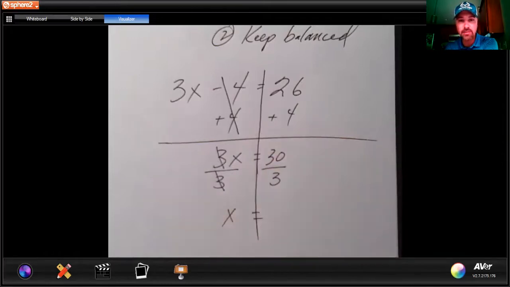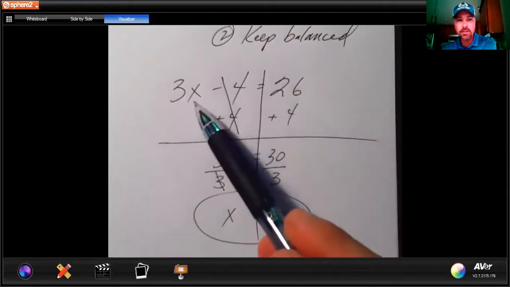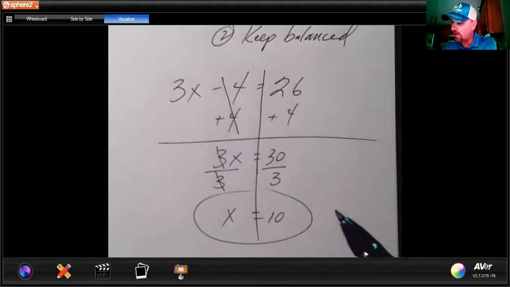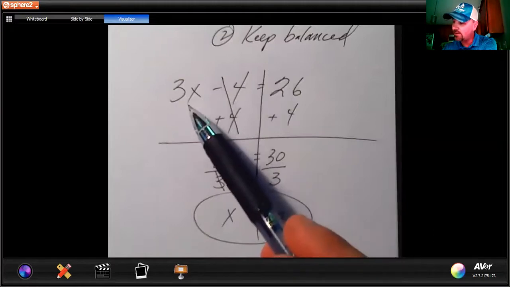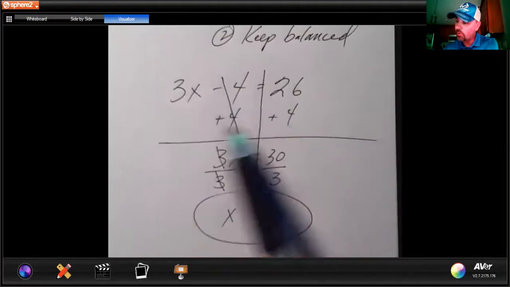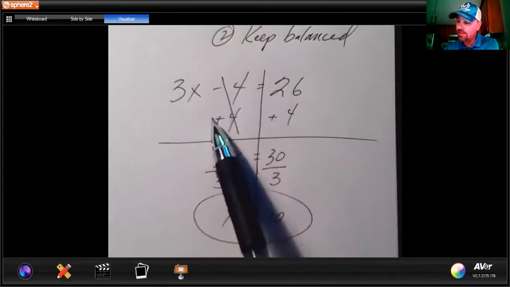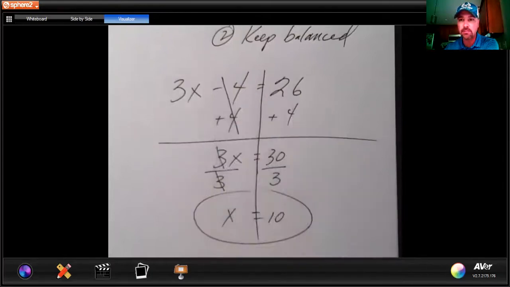Bring the other side down. 30 divided by 3 is 10. Okay, so x is equal to 10. Now we can go back and we can check our work. Now, when you're checking your work, we're going to plug or substitute the 10 in for x, and we're going to work it through this side and see if it is equal to 26. If we found the right number for x, it should be.